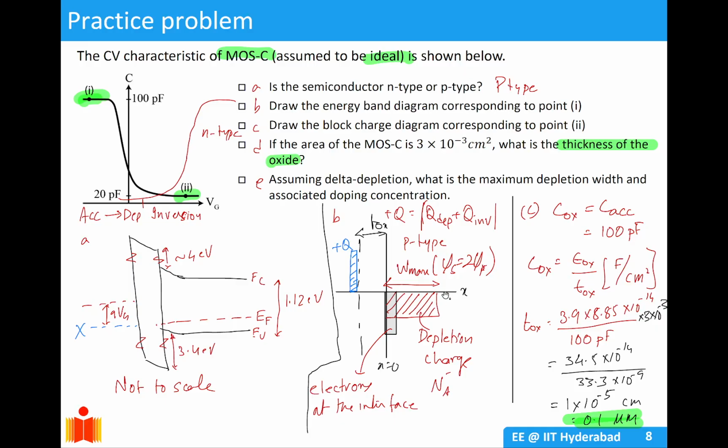Then in the semiconductor region, you will have a depletion charge region, and it is a negative depletion charge region due to hole depletion. You have electron inversion charges at the interface, so it is also negative. And it's an inversion regime, so your electron inversion charges are much higher than your depletion charges, and the depletion width is equal to W max.